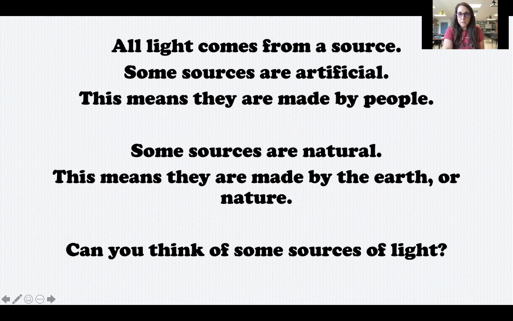All light comes from a source. Some sources are artificial. This means they are made by people. Some sources are natural. This means they are made by the earth or nature. Can you think of some sources of light? I'd like for you to pause the video and see if you can come up with some different sources of light. And when you're ready, press play and I'll show you the ones I came up with.